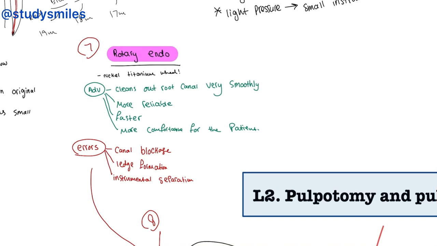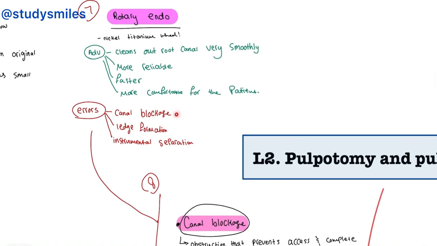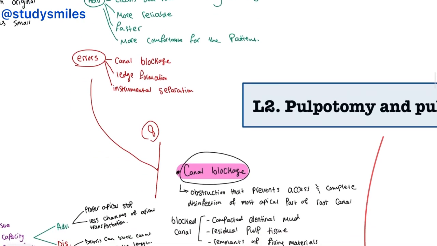Not only is the instrumentation faster, but so is filling the canal, because in this type we use the single cone technique. Most of the time you just put one gutta-percha cone, and it fills up the canal perfectly. It's usually more comfortable for the patient because we're decreasing the chair time. Errors can be canal blockage, ledge formation, and instrument separation, which is basically every dentist's nightmare.